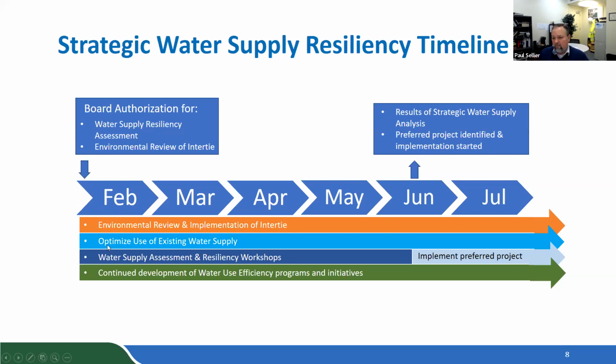We will, during this time, be optimizing our existing water supply. So when our lakes are spilling, we're going to use that water to the maximum extent that we can. So we'll be turning down the intertie from Sonoma and using the water that's spilling instead. And once the lakes stop spilling, then we'll be turning up the intertie to preserve the storage in the reservoir system. And in parallel with both of those, the environmental review and the optimization of existing water supplies, we'll be conducting this water supply assessment. Over the February through June period, we're proposing to hold 3 workshops on water supply resiliency to engage the public.